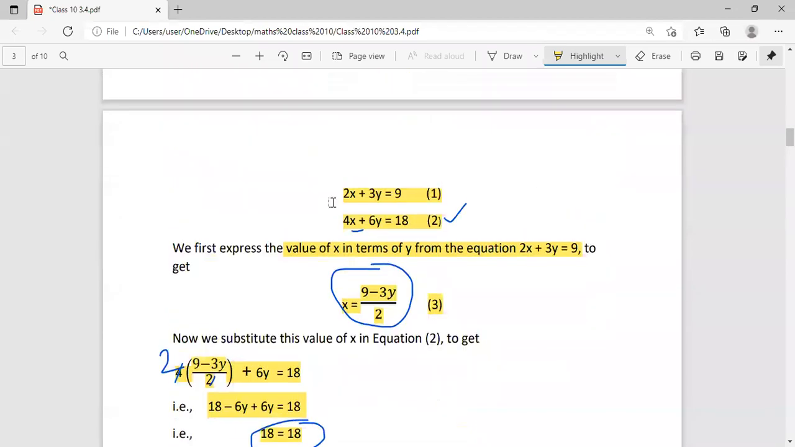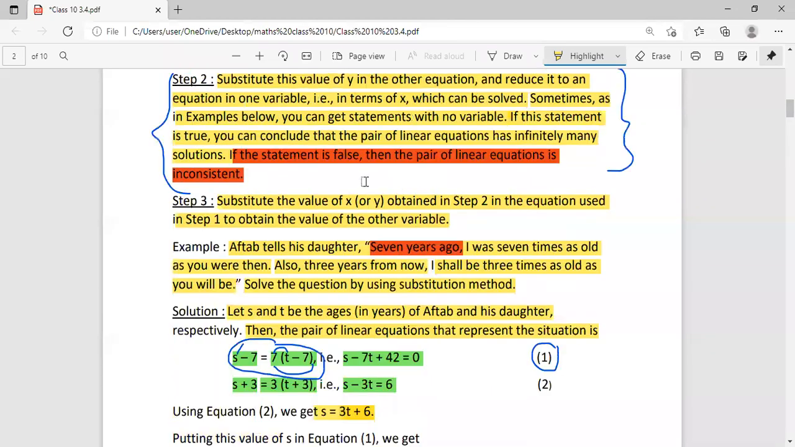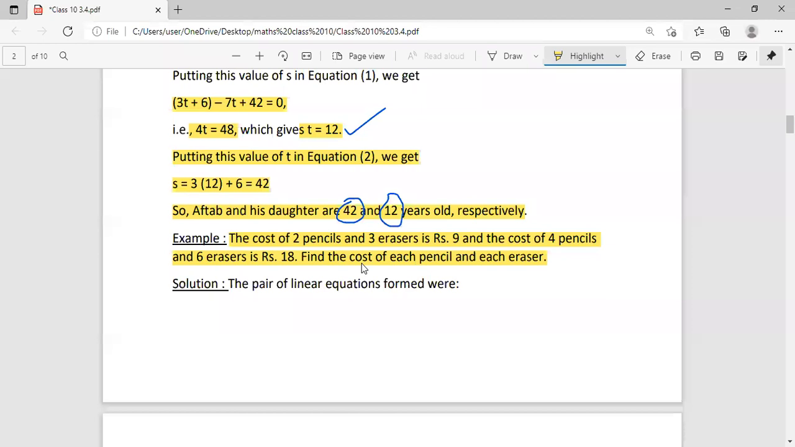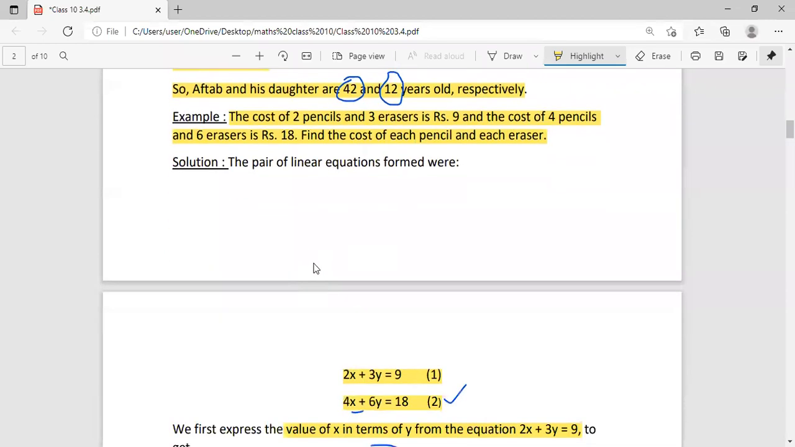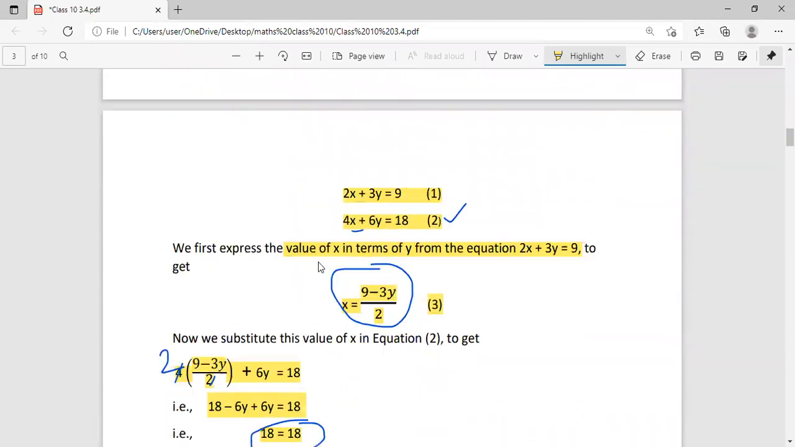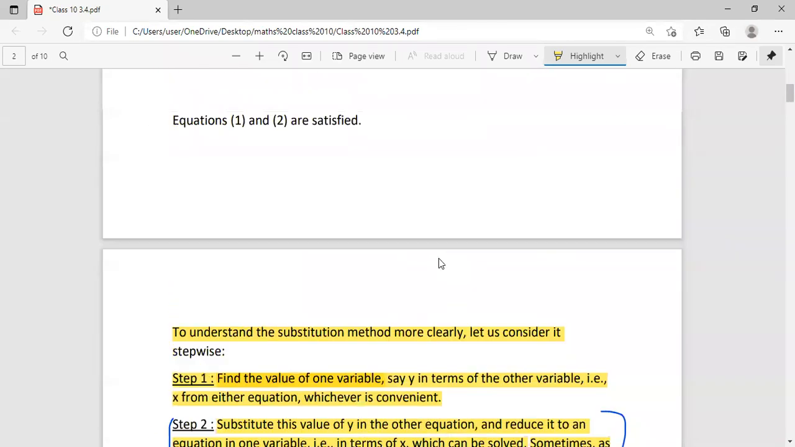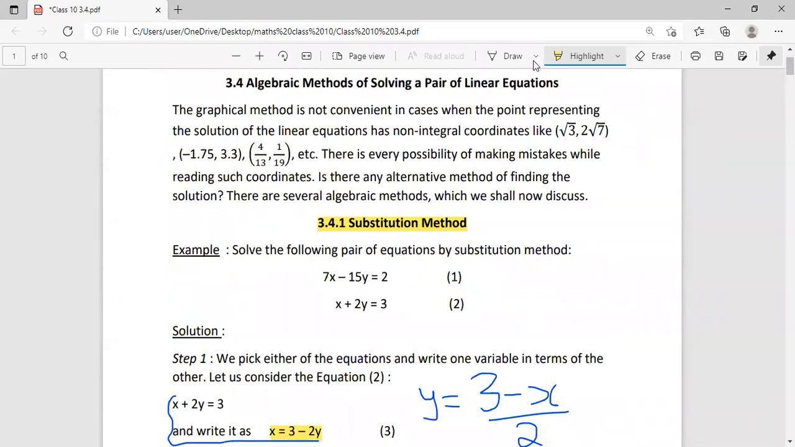So now you can see our explanation. See here, in the last statement, if the statement is false, then the pair of linear equations is inconsistent. That means this pair of linear equations has no solution at all. Clear? Have you followed each? We have solved each and every case.